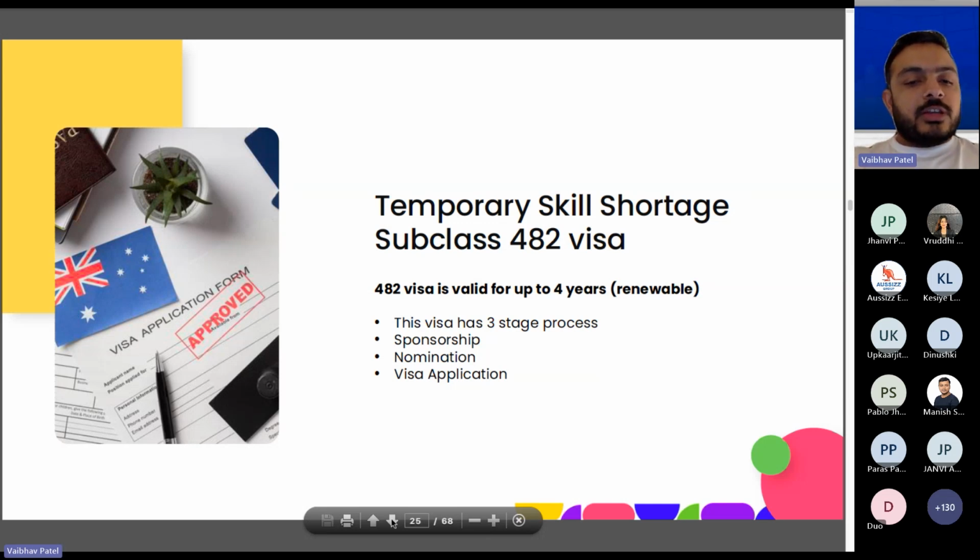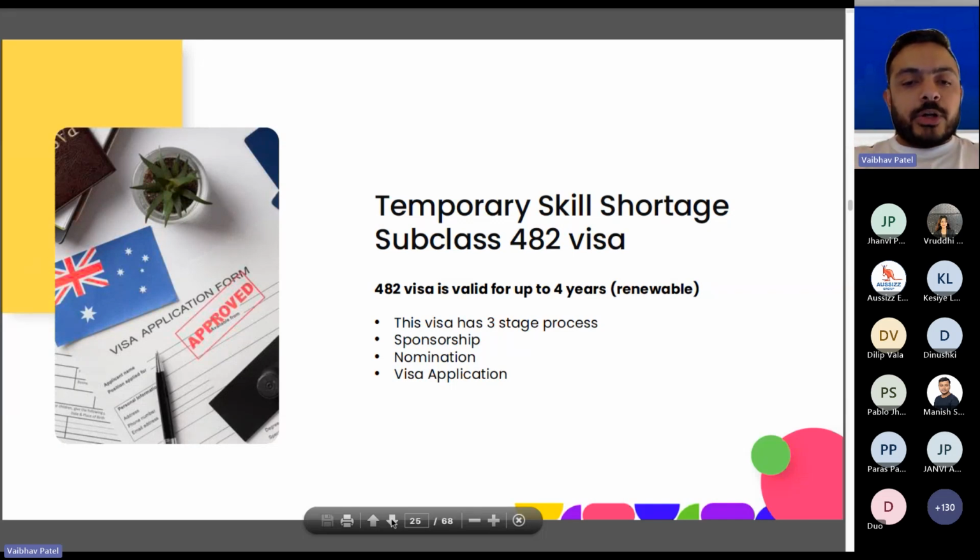This visa has total 3 stages. Number 1 is sponsorship, which is a standard business sponsorship. Second one is a nomination, and third one is a visa. In each stage, the first 2 stages, which is sponsorship and nomination, are lodged on behalf of the employer, and the third one is a visa application, which is lodged on behalf of the applicant.